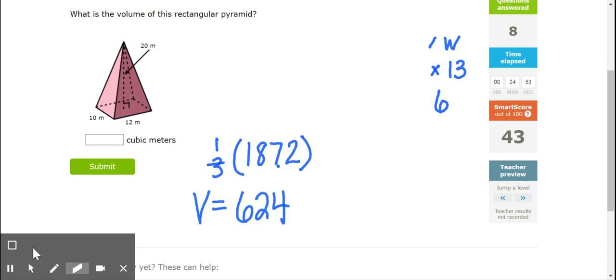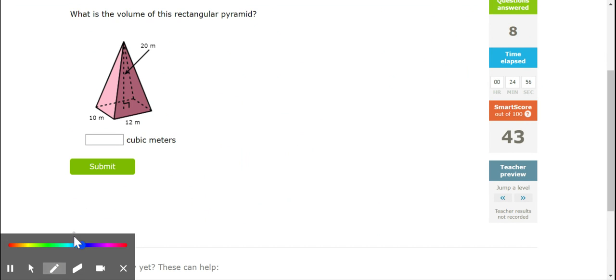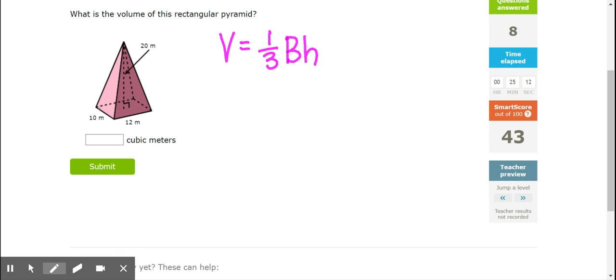Okay, another pyramid. Let's change the color again. Do like a really bright. Okay, volume of a pyramid. Volume equals 1/3 times capital B times H. Let's look at my base. My base looks like a rectangle.